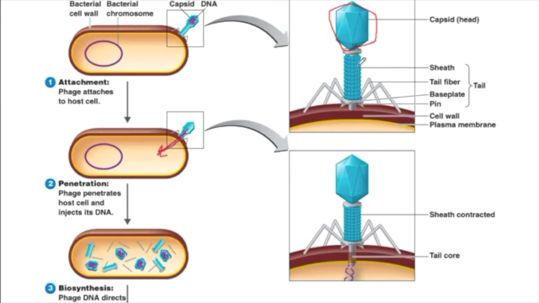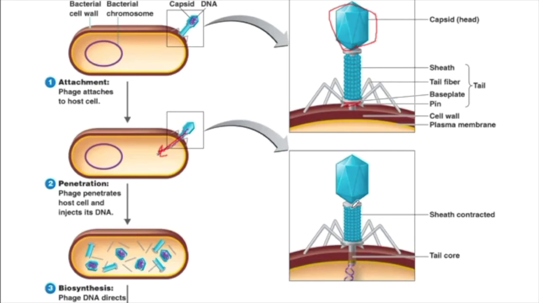The tail is made up of the sheaths. These are the capsids that you see around it. You have the sheaths, and then these are the fibers. There is a base plate over here, and then there is a pin. Now all of them have to work perfectly. Inside the sheath is what we call the tail core.